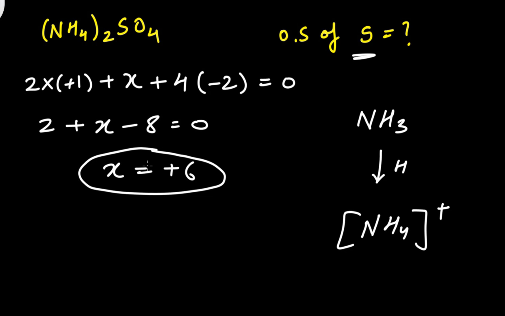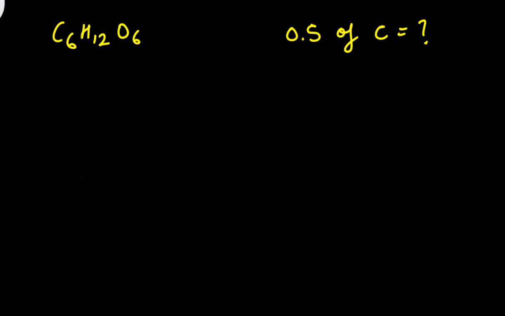So the oxidation state of sulfur in (NH4)2SO4 is +6. Now if you want to find the oxidation state of nitrogen, you can also do it using these given oxidation states. We have already found the oxidation state for sulfur. We know the oxidation state of oxygen. We know the oxidation state of hydrogen. Using all these three, we can calculate the oxidation state of nitrogen, right? You can do it on your own. Now let's move to the next.